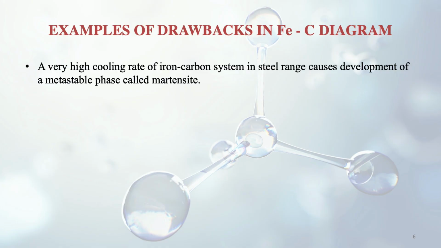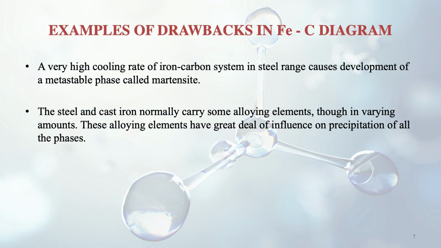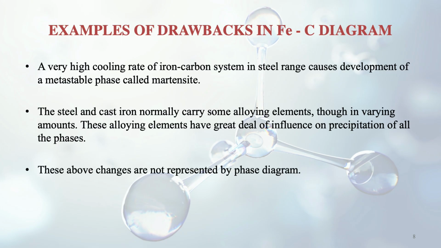Suppose there is a very high cooling rate of the iron carbon system in the steel range, then it causes development of a metastable phase called martensite. That martensite was not shown in the iron carbon phase diagram. So that was one drawback. The second is that steel and cast iron normally carry some alloying elements, though in very varying amounts. These alloying elements have a great deal of influence on precipitation of all the phases. So these changes were not represented by the phase diagram.